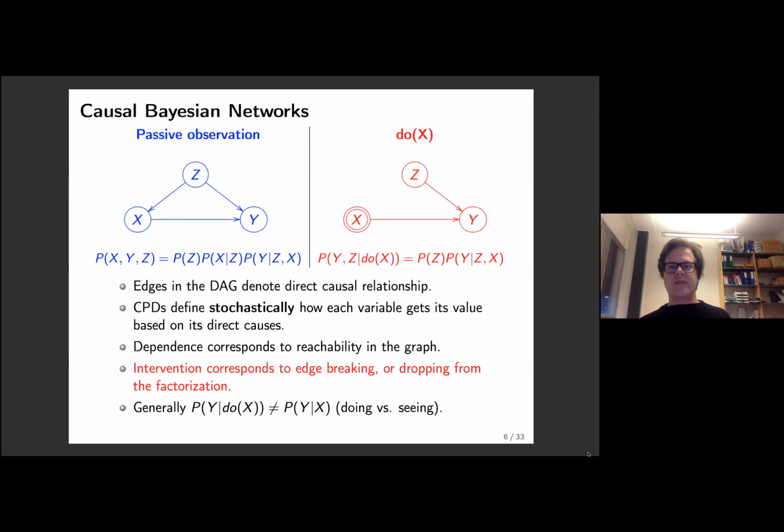And now on the right, we see what happens when you intervene on x. This means essentially that the value of x is determined irrespective of its natural causes. So we cut out that edge, and in the factorization shown below the graph, you just drop the factor of the intervened variable. And here you can nicely see that observing the distribution of y given x is generally different from the distribution of y given do x, because y given x takes into account both of these paths, the direct path from x to y and the path through z, whereas when you do an intervention, you only want to take into account the directed path, so the path from x to y.